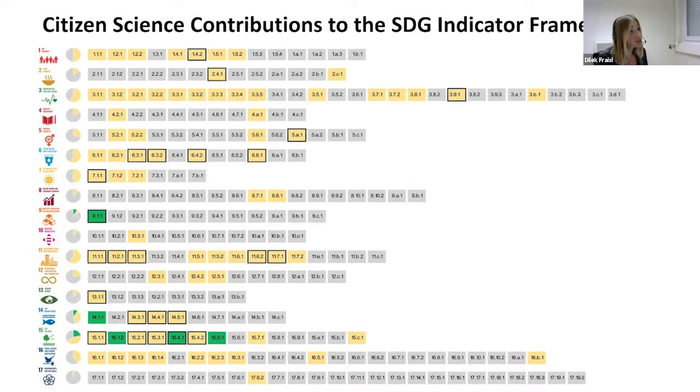So additionally, the important thing is that the 93 environmental SDG indicators identified by UNEP would benefit from the citizen science data the most. And these are the indicators that the countries are struggling a lot to monitor progress on, actually. So just one example from our work.